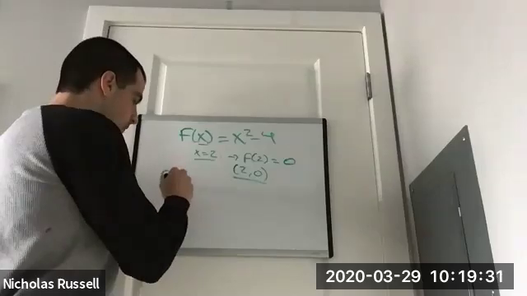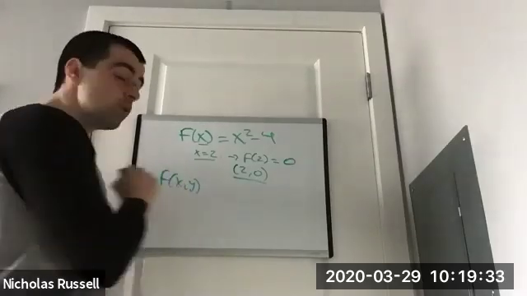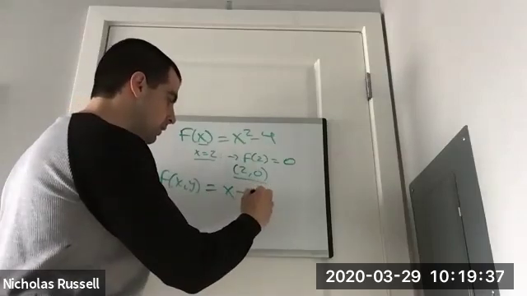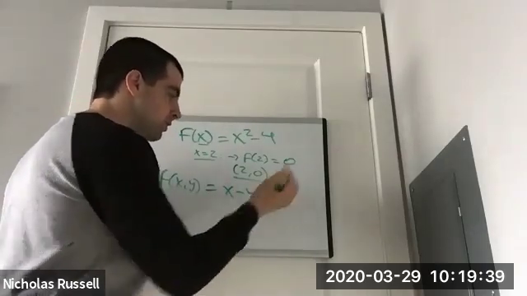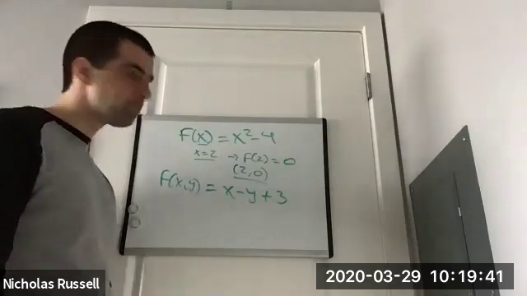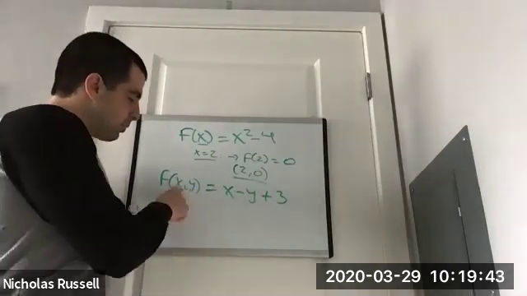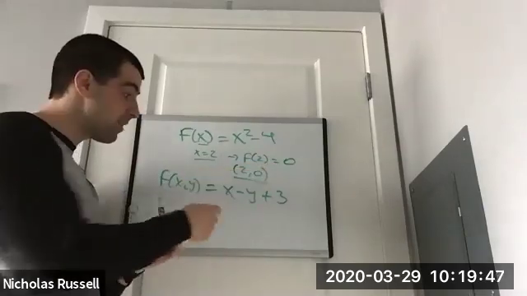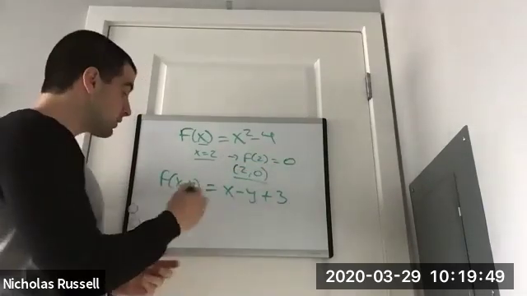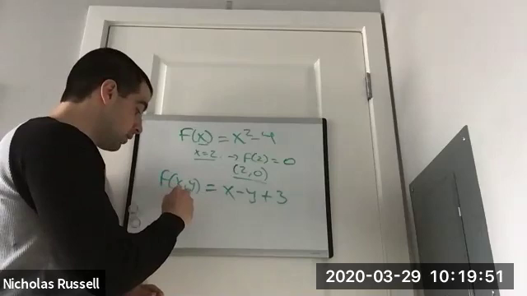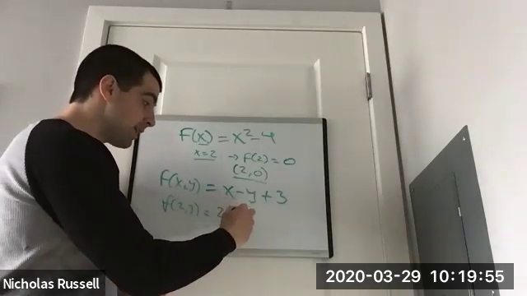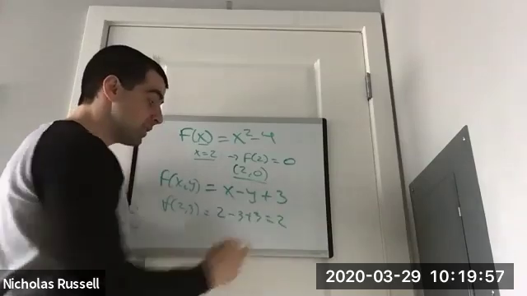So if I extend this, now if I have two variables, x and y, let's say equal to something like x minus y plus 3, what this tells me is I plug in two inputs and then I get one output. So let's say, for instance, I plug in (2, 3). I get 2 minus 3 plus 3, and this gives me 2.